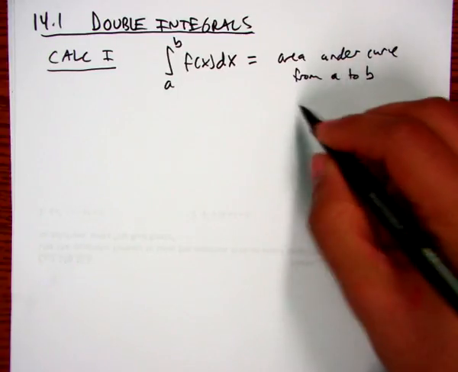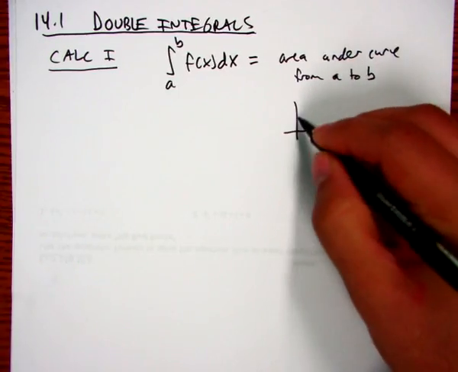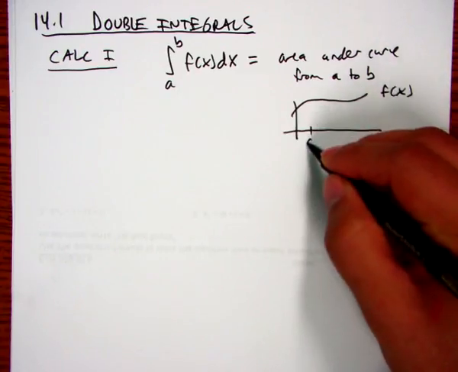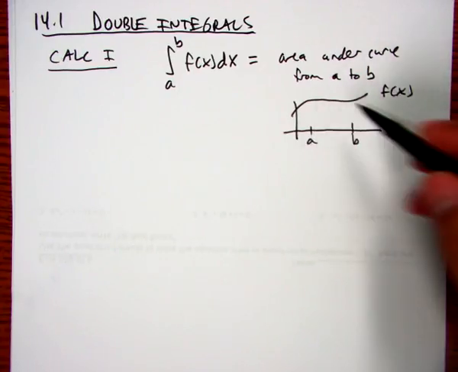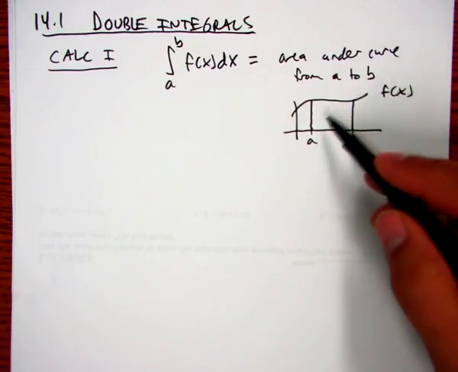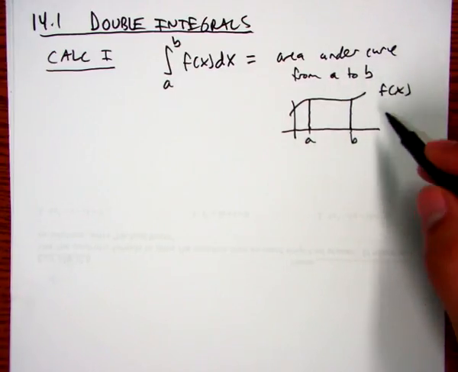So something like, we have f of x looks like that. Here's our interval from a to b, and we're talking about the area under the curve. Okay?